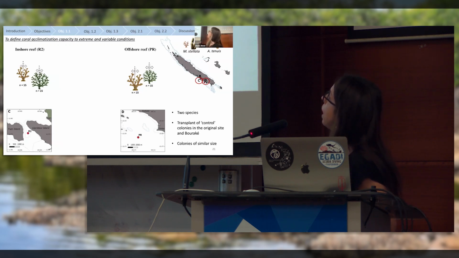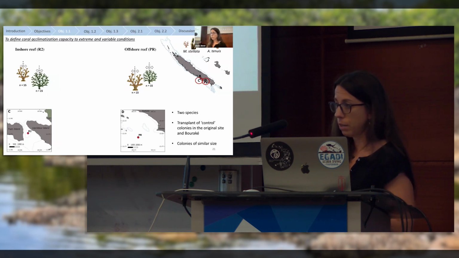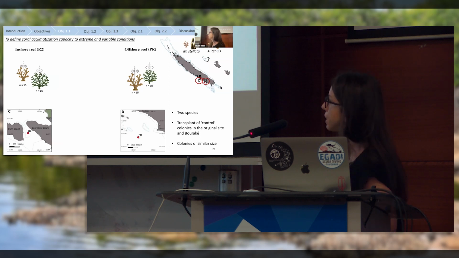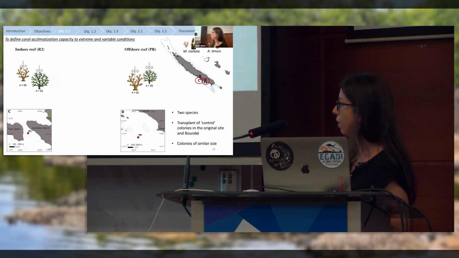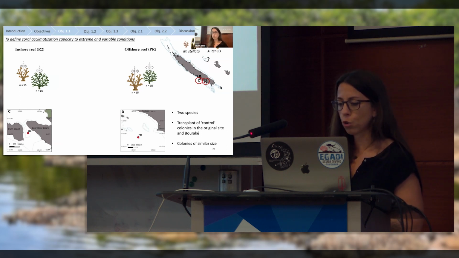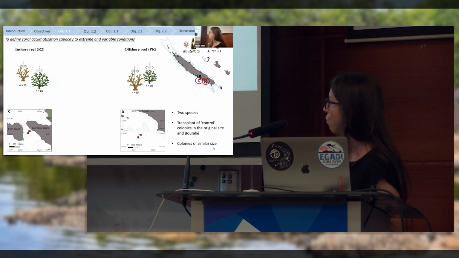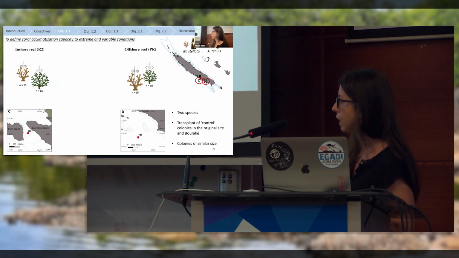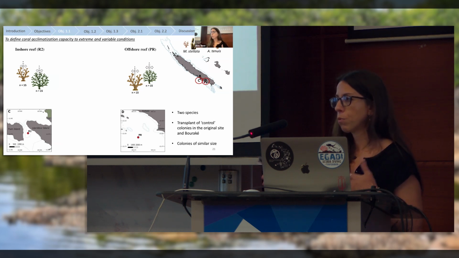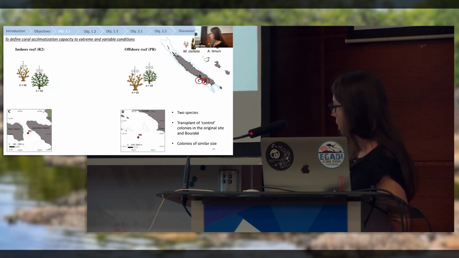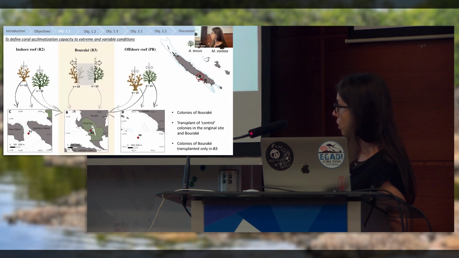For this objective, I chose 2 species, Montipora stellata and Acropora tenuis. I also selected 2 different control sites, one inshore control site and one offshore control site, Pierre. I chose these two control sites because I assumed that the colonies that came from those sites had different environmental history. Therefore, they were exposed to different types of stress in the past. Then I split those colonies in half, and I transplanted half of those colonies back to their origin site. Then I transplanted the other half of those colonies inside Bouraké.